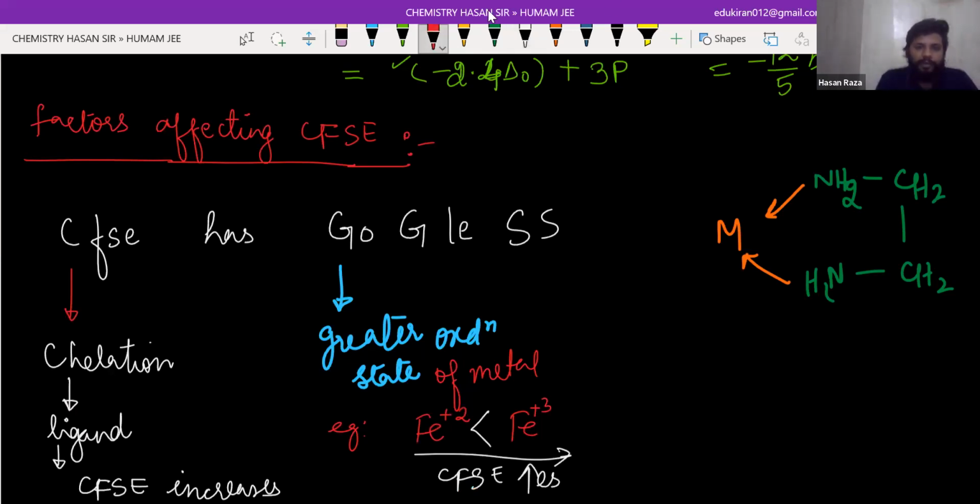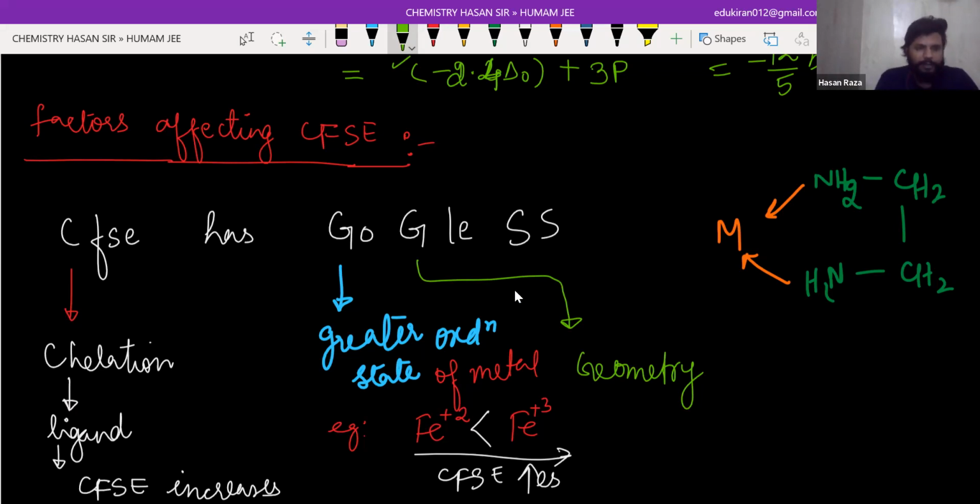Now, if you are going for this one, this G, which is also important, that is geometry. I will tell you which one will have more CFSE. Like if you see delta naught, delta O, and delta T, delta O will have more CFSE as compared to delta T. I will give a relation between them, which is very easy.